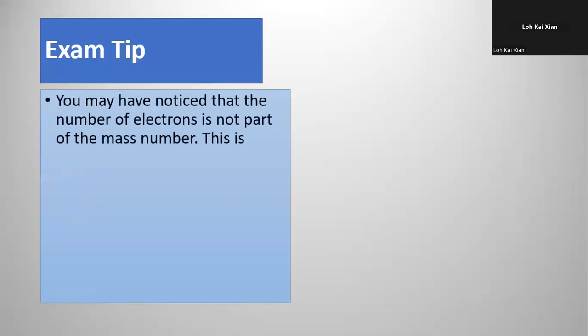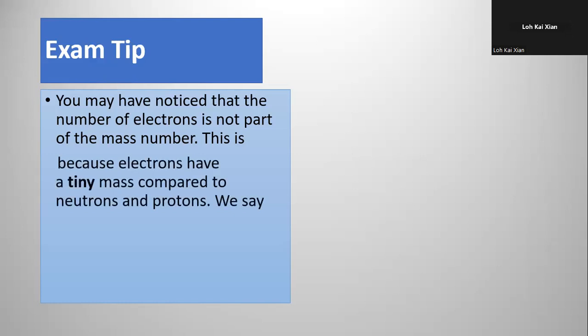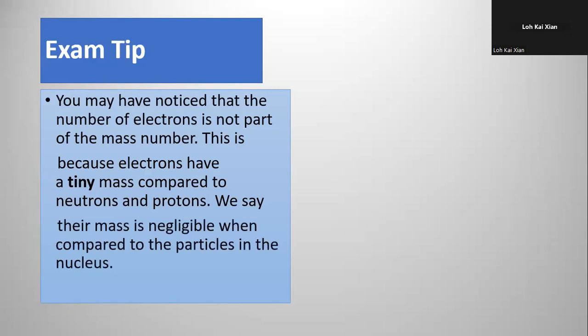At exam time, you may have noticed that the number of electron is not part of the mass number. Any idea? The mass of the electron is negligible. Good. Mass of the electron is negligible, very small compared to the proton and neutron. This is because electron have a tiny mass compared to neutron and proton. We say their mass is negligible when compared to particles in the nucleus.